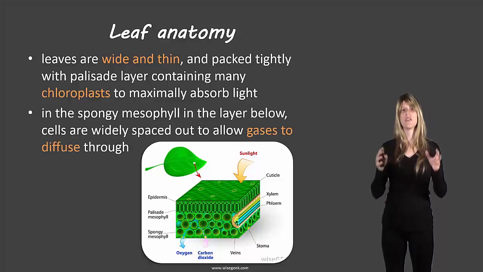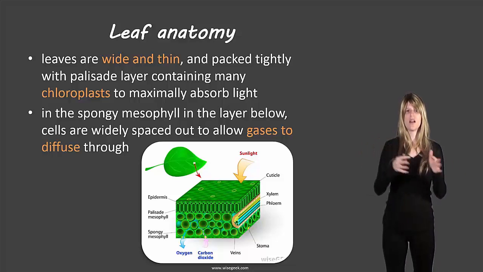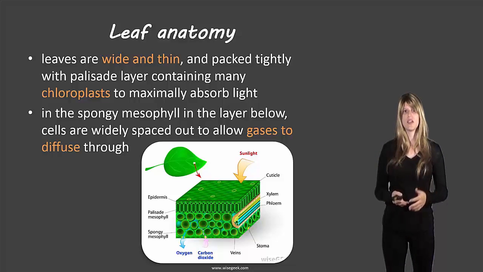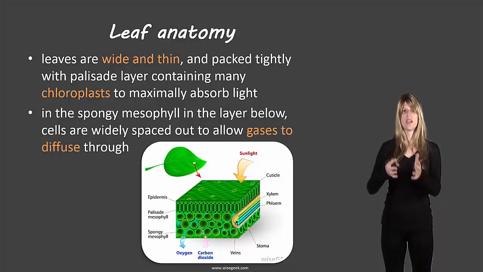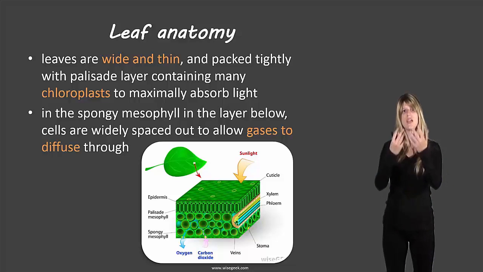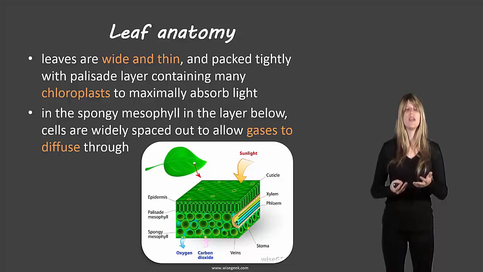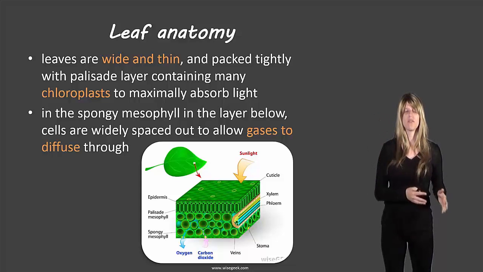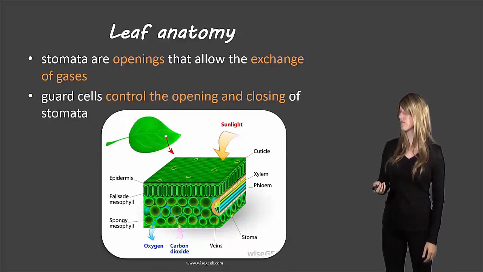Underneath the palisade layer, so those tightly packed cells, there are very loosely spaced cells called the spongy mesophyll. And in the spongy mesophyll, oxygen and carbon dioxide are able to sort of flow through very easily. So we said that in order for photosynthesis to occur, we need carbon dioxide. So carbon dioxide can diffuse through the spongy mesophyll to get to the closely packed palisade layer for photosynthesis to occur. And then oxygen is created in the palisade layer, and then it can diffuse out through the spongy mesophyll.